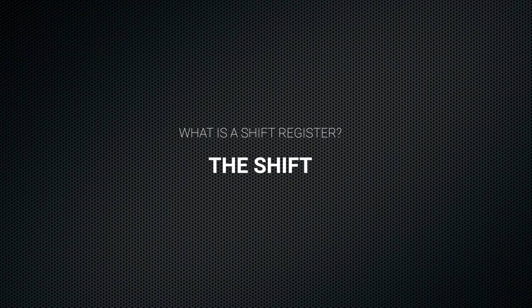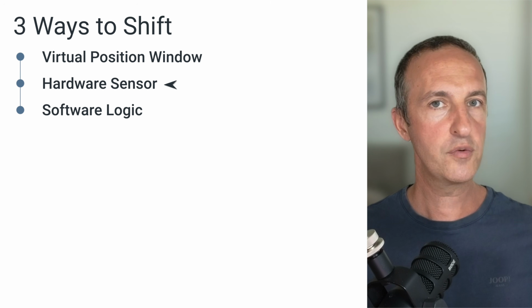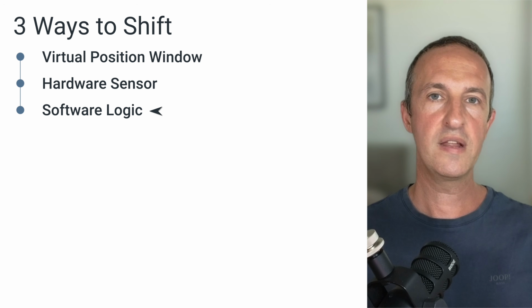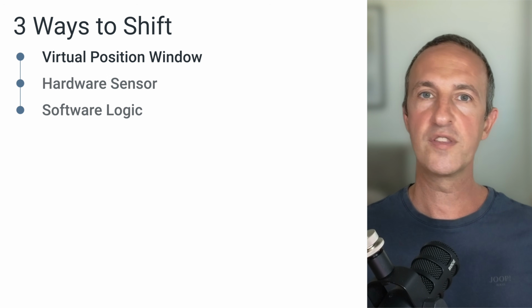Now that we've covered the array and the data, let's have a look at the final piece of the puzzle, the shift. The shift is what keeps your digital world in sync with the real one. Every time the conveyor moves the products one spot forward, the shift register does the same. It shifts all data elements in the array one position forward. Now there are 3 popular ways to trigger a shift: using a virtual position window, using a hardware sensor, or handling it purely through software logic. Let's take a closer look at each one of them, starting with the position window.